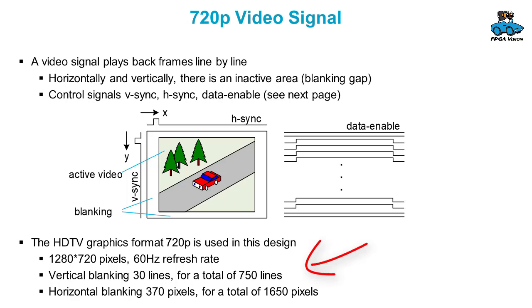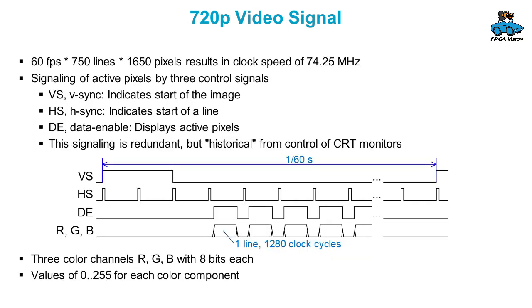720p is 1280 pixels per line, 720 pixel lines, and 60 Hz refresh rate. The vertical blanking is 30 lines, making a total of 750 lines, and the horizontal blanking is 370 pixels, giving a total of 1650 pixels. If you multiply these values, so 60 frames per second, 750 lines, 1650 pixels, you get a clock speed of 74.25 megahertz. So with every clock cycle, you give out one pixel. A pixel could be an active pixel of the active image or could be of the blanking.